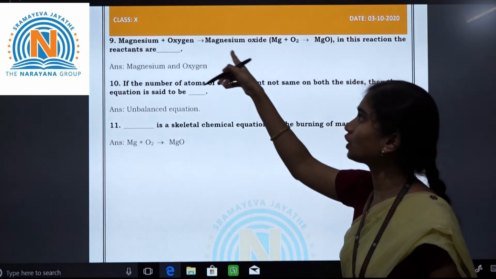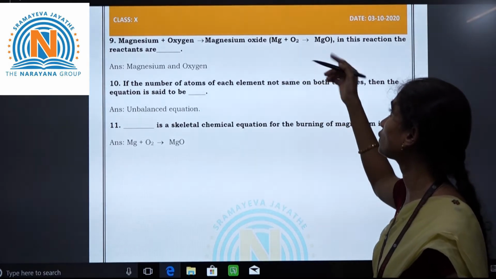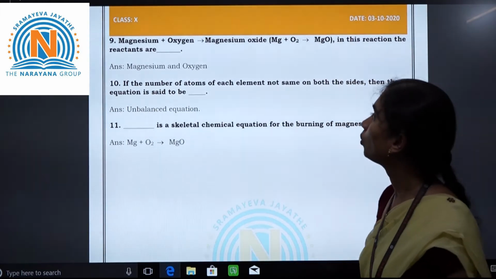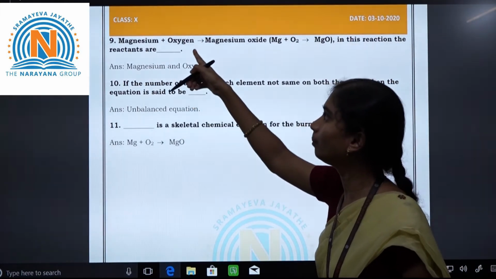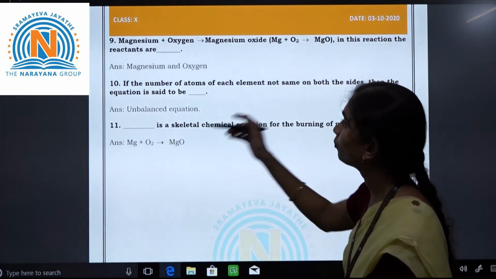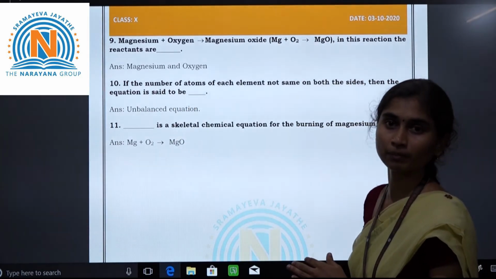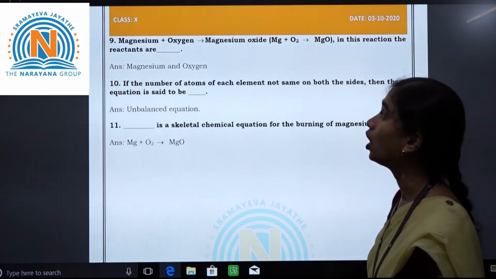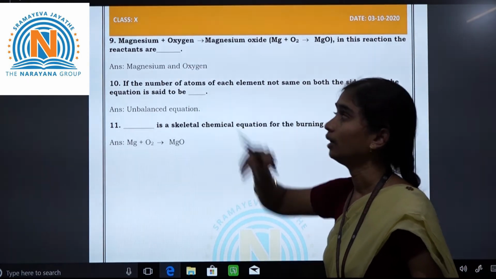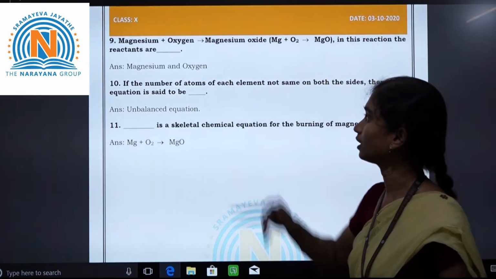Magnesium plus oxygen gives rise to magnesium oxide. Mg plus O2 gives rise to MgO. In this reaction, the reactants are. So what are the reactants here? Magnesium and oxygen, right? The left hand side elements which are present in the chemical reaction, we are calling reactants. So magnesium and oxygen are reactants, right?